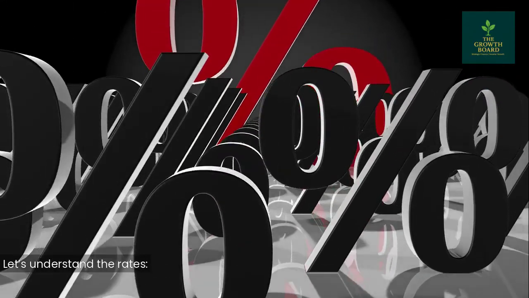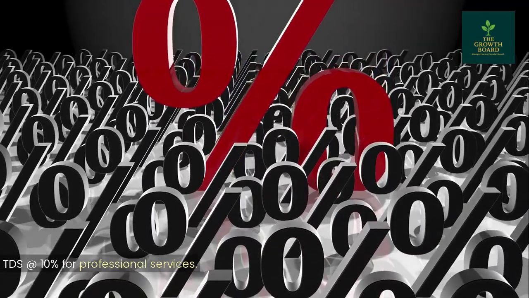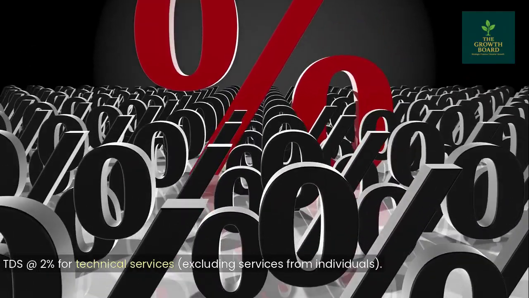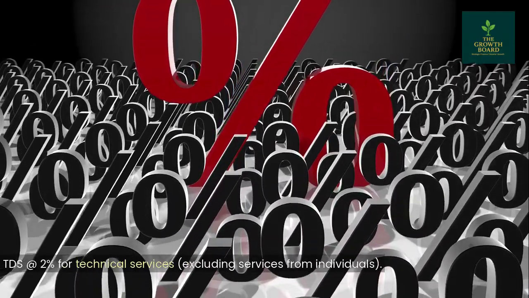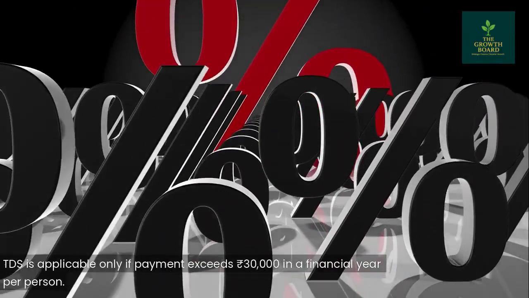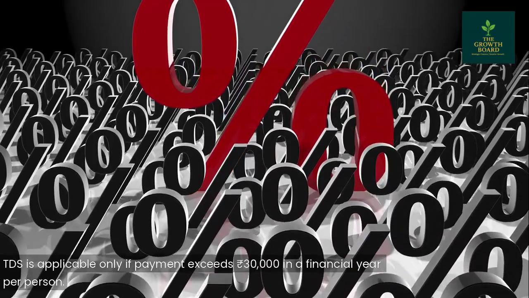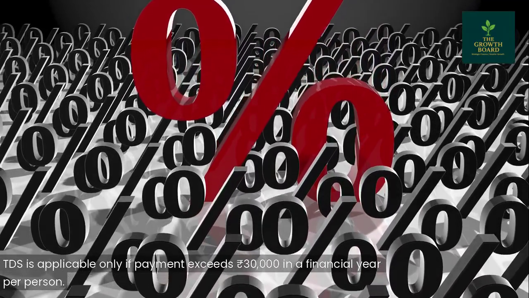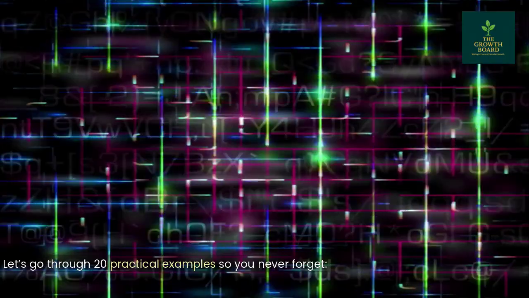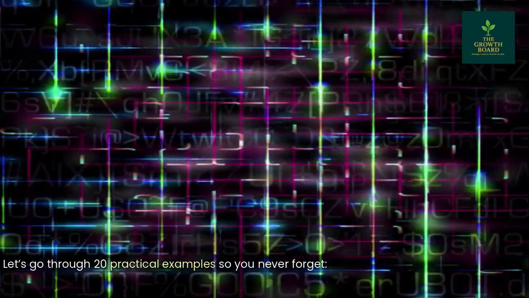Let's understand the rates. TDS at 10% for professional services. TDS at 2% for technical services, excluding services from individuals. TDS is applicable only if payment exceeds 30,000 rupees in a financial year per person. No threshold for director remuneration. Let's go through 20 practical examples so you never forget.